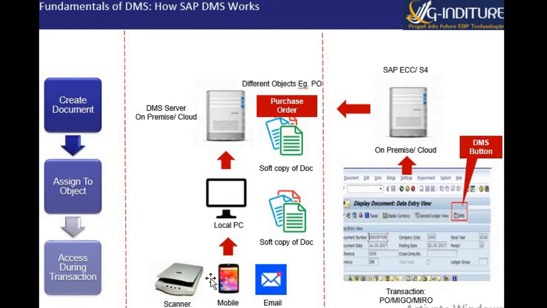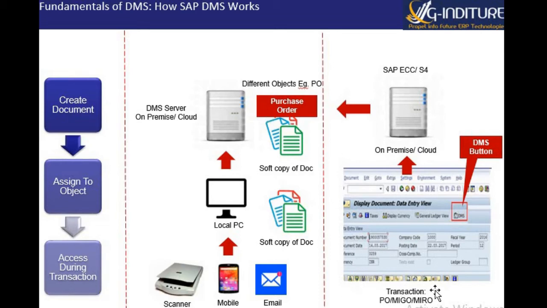Follow my cursor please. Initially you can see that this document first needs to be uploaded to your local PC. This document can come from a scanner, mobile, email, or any other means. A soft copy first has to come to your local PC. Once it is available on your local PC, it is uploaded in DMS and assigned to the object. In our example here, purchase requisition or PO is the object we have taken. So as we can see, the soft copy is first uploaded on the PC and then it is assigned to the purchase order.